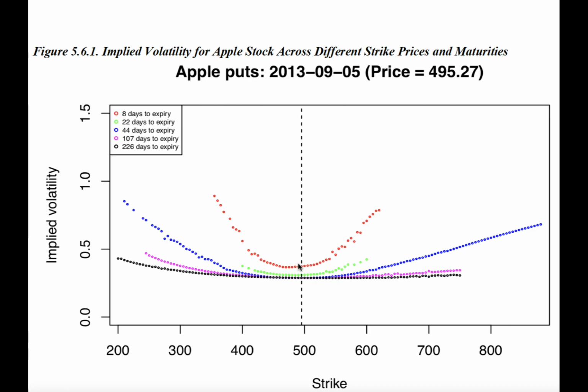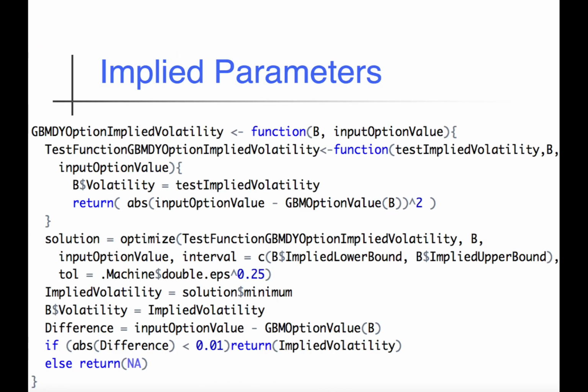For example, this 8-day option, well, there should only be one volatility for all the strike prices for an 8-day maturity. But there's a variety of different volatilities, and therefore that implies that the underlying distribution that we assume is inaccurate. So the assumption of the log normal is inaccurate. We can solve for these implied parameters.